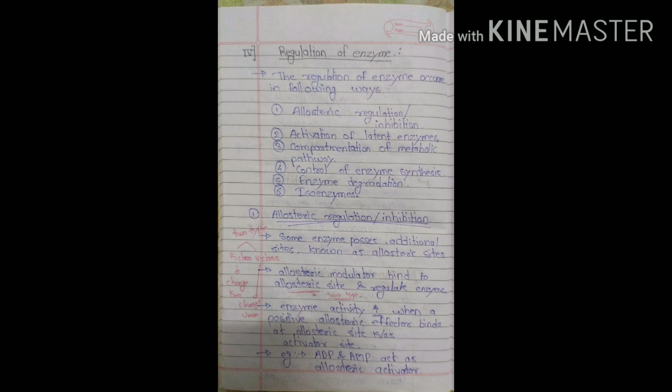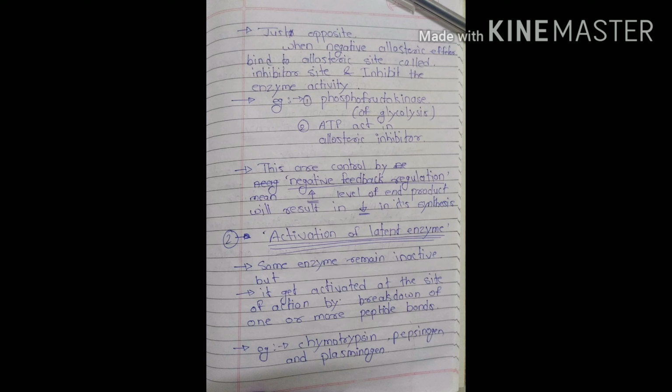Now when a positive allosteric effector binds to the allosteric site, it increases the enzyme activity and is known as the activator site. Examples of positive allosteric binders are ADP and AMP. ADP means adenosine diphosphate and AMP means adenosine monophosphate. These act as allosteric activators. And second, a negative allosteric effector binds to the allosteric site, called the inhibitor site, and inhibits the enzyme activity. Examples are phosphofructokinase, and second is ATP, which acts as an allosteric inhibitor.